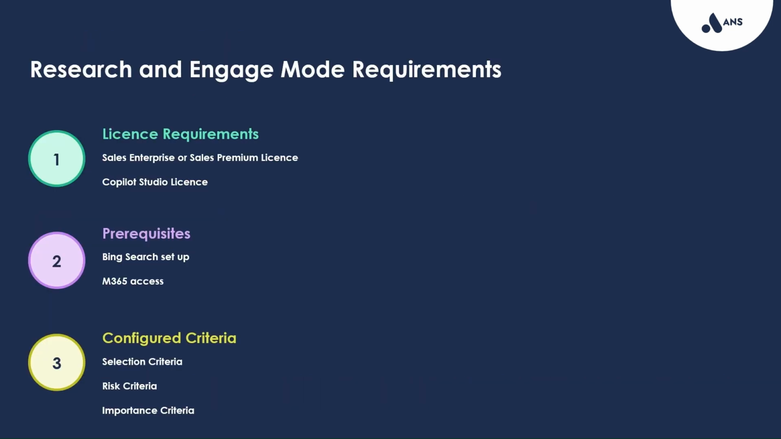So what are the requirements for the Sales Close Agent? You need to have a Sales Enterprise or Sales Premium license and Copilot Studio license. You need to have Bing and Microsoft 365 access configured. The supporting guides around step-by-step setup on Microsoft Learn are very good. And you need to understand and set up your selection, risk, and importance criteria. We will show this in the demo as there will be some preparation needed to set up the agent.